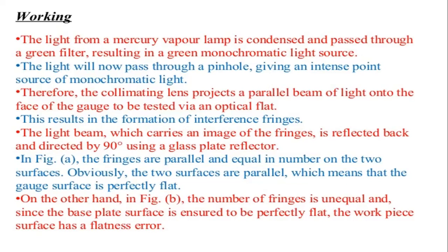So in the working, the light from a mercury vapor lamp is condensed. So మనం ఇక్కడ యూజ్ చేస్తున్న లైట్ సోర్స్ వచ్చేసరికి mercury vapor lamp. So we are taking the light source as the mercury vapor lamp. So mercury vapor lamp is one of the types of light source, and it is condensed and passed through a green filter, which results in a green monochromatic light source.